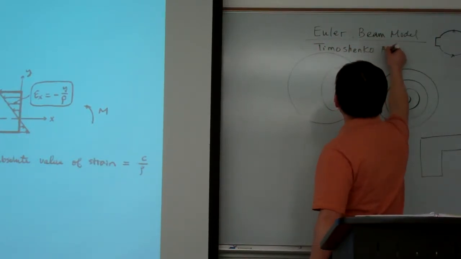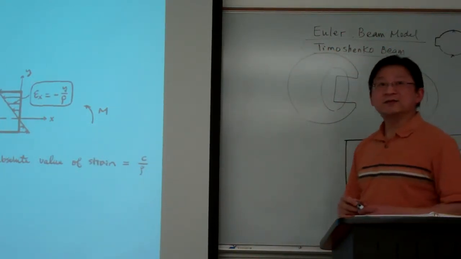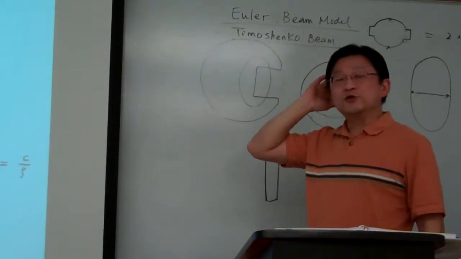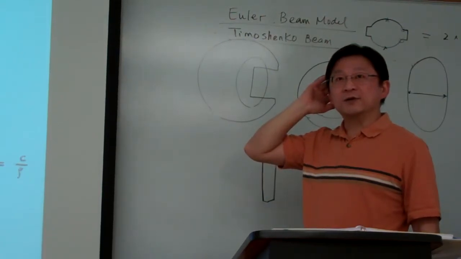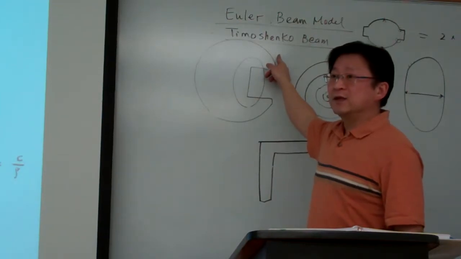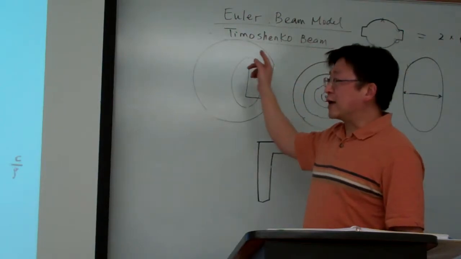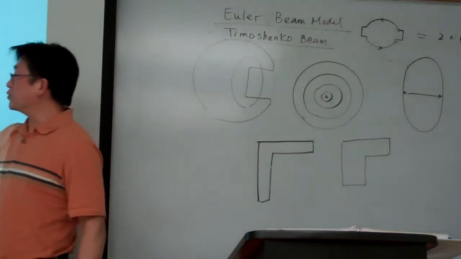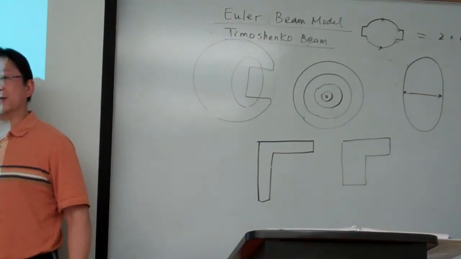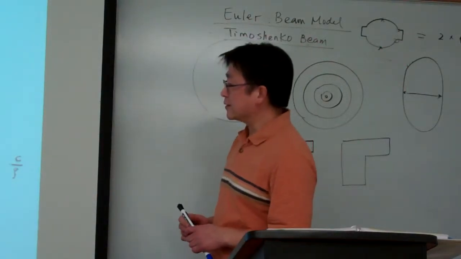Timoshenko beam. Timoshenko is a Russian scientist, active in the early 1900s, and his textbook is very famous. He was the first person to study this question. From his model, not only the normal strain, but also locally the shear strain appears, which makes things very complicated. That's just to give you a heads up, okay?